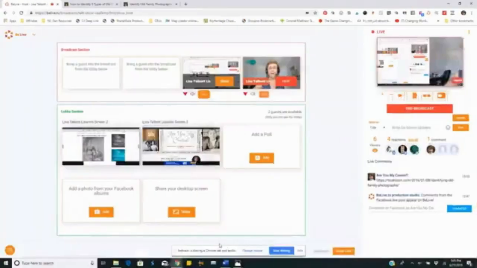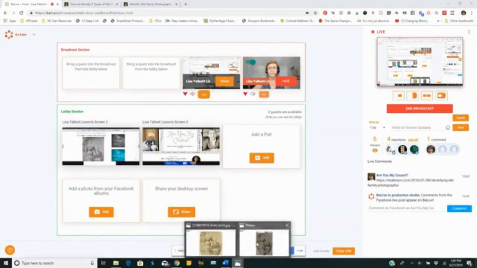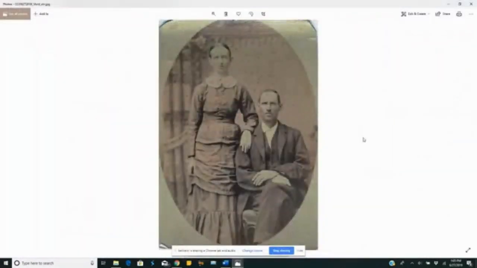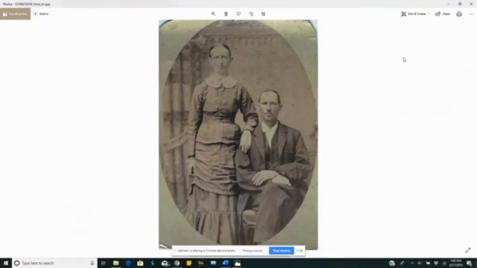So for instance, I want to share my screen real quick because I want to show you the photograph that I am talking about, because it's one of my favorites. There it is. Okay, so this ultimately turned out to be Will and Clara Haley. She was Clara Holt, and this is Will, and they are my great-great-grandparents.